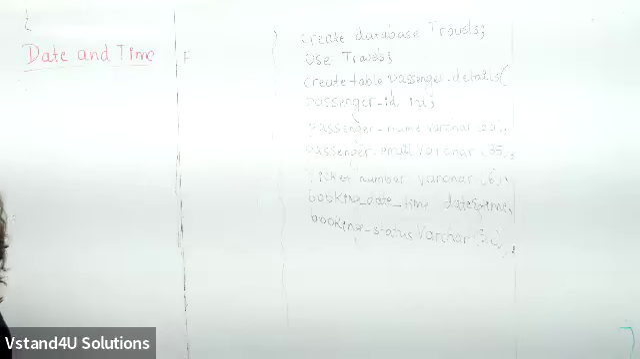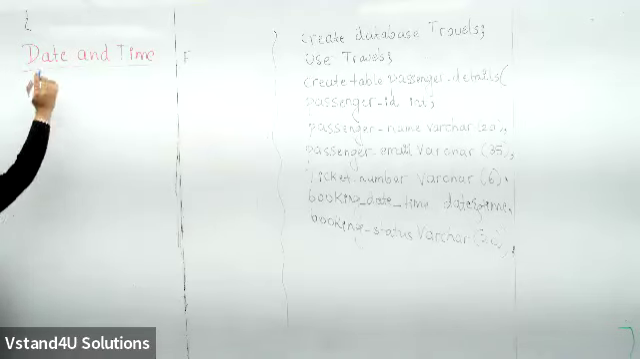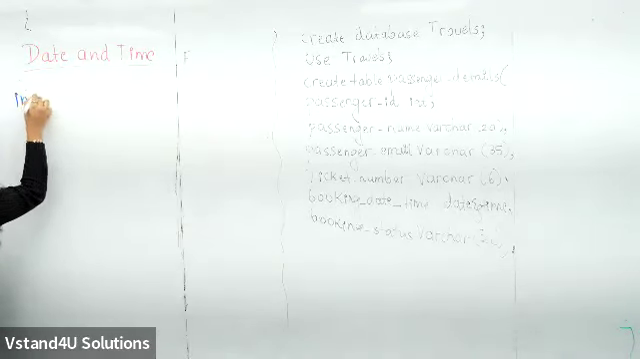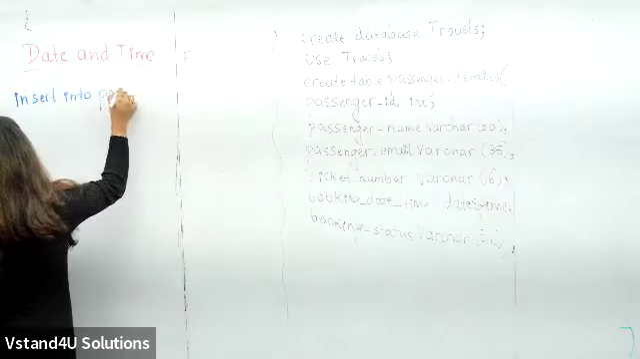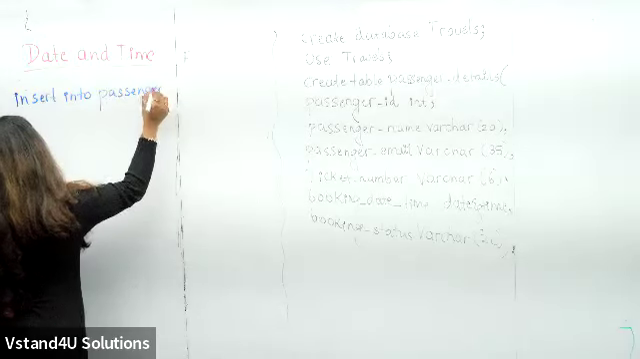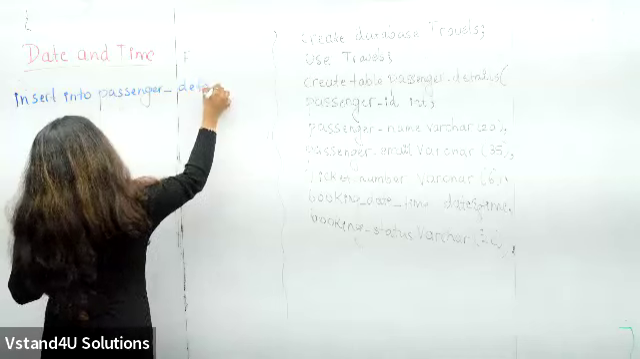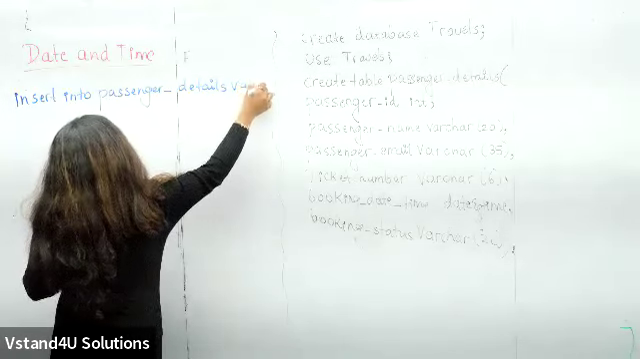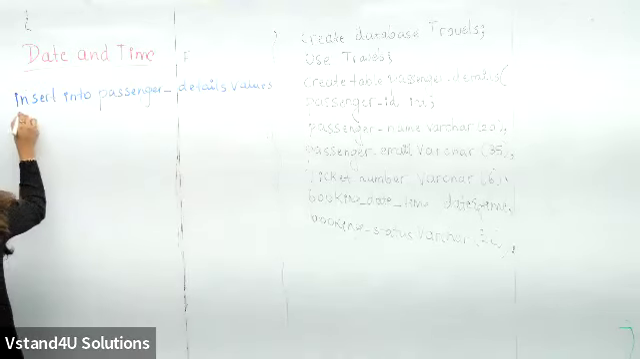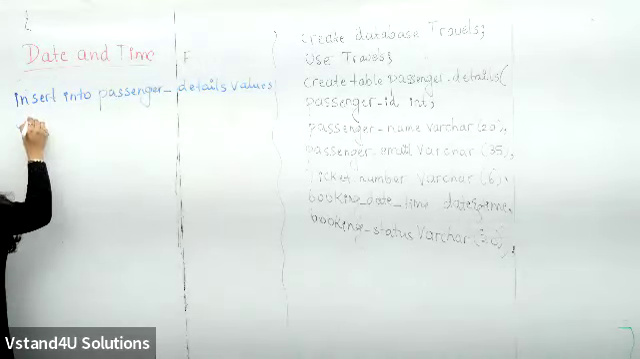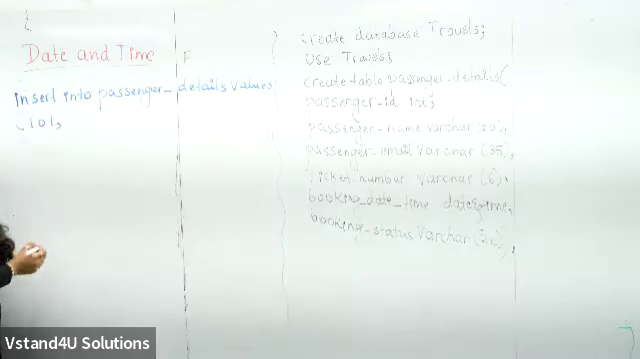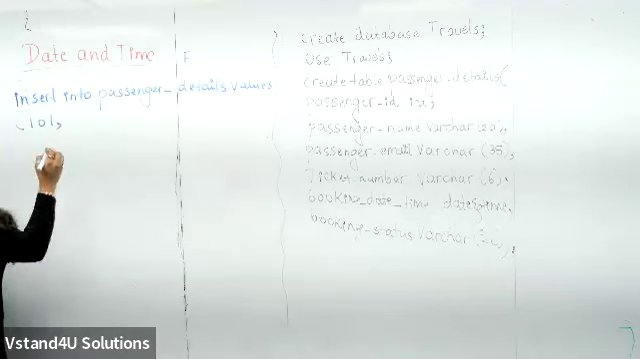Tell me, how will you insert the values? Guys, soon, please. First, you will write insert. Insert into what? Insert into passenger details, and you will write values. What is the first value you will take? That is passenger ID. What will you take it as? 101. Okay, next one, name. Tell me the passenger name.